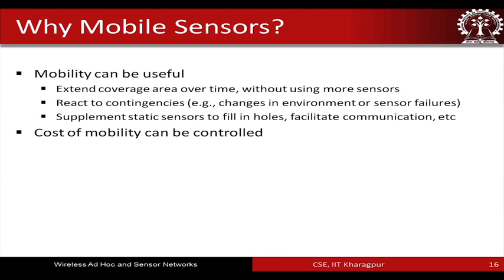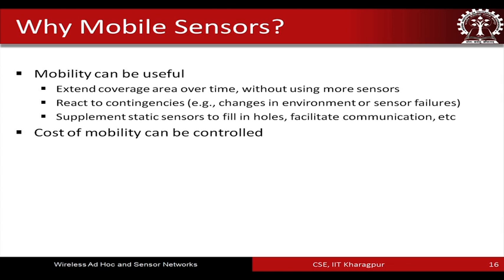So, those discussions were to do with stationary sensors, but mobile sensors are also very useful, because spatiotemporally you can have better coverage with a lesser number of sensors if we consider the mobility of the different sensors, right. Mobility can be useful to extend the coverage area over time without using more sensors, and to react to contingencies, for example changes in the environment or sensor failures, supplementing static sensors to fill in coverage holes that might exist, or facilitating communication between the different parts of the area.